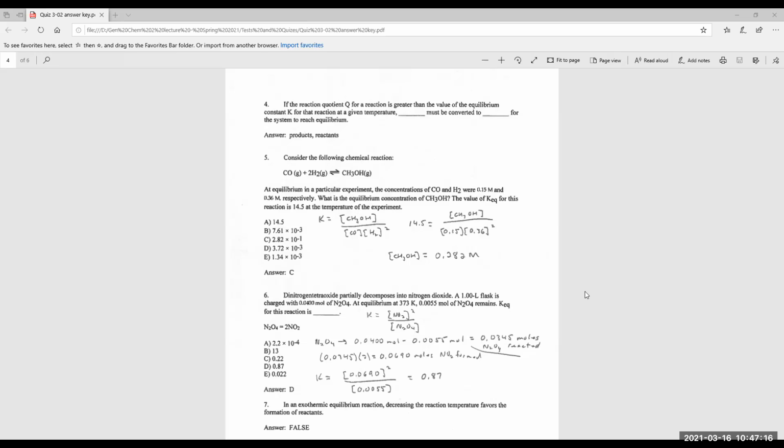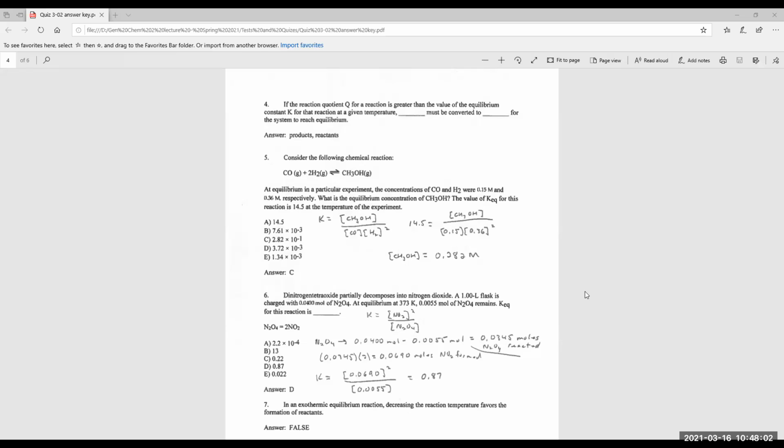So we want to write our equilibrium expression. That's CH3OH divided by CO times H2, that quantity squared. And then we plug in our values. So 14.5 is the equilibrium constant, and that's equal to the methanol concentration divided by 0.15, the CO concentration, times 0.36 squared, which is the H2 concentration squared, based on the stoichiometry of our reaction. If we solve for the methanol concentration, we get a value of 0.282, or 2.82 times 10 to the -1.